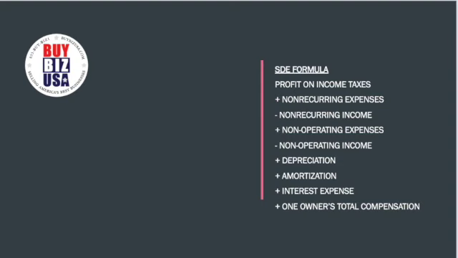One of the key things I want to talk about is seller's discretionary earnings, or SDE. A real quick overview is to take a look at the profit on the income before the taxes. It could be the income on a profit and loss statement if you don't have the taxes. Then you want to add in non-recurring expenses, take non-recurring income away, and add back operating items like depreciation and amortization. We'll go through all of these in detail.